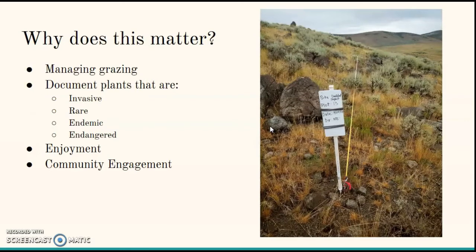So why does this matter? There's a lot of reasons why it matters. As a botanist, I think I've got a lot of opinions on why it matters. But the primary reason for the federal and state governments is to manage grazing. We also want to document plants that are invasive, rare, endemic, and endangered. That helps us manage BLM, because BLM is multi-use. All different types of people can use BLM land. Everybody can use it. So I like to joke that we make sure everybody's unhappy, because if everybody's unhappy, nobody's winning in that situation.